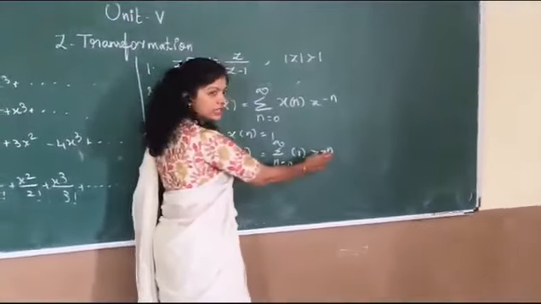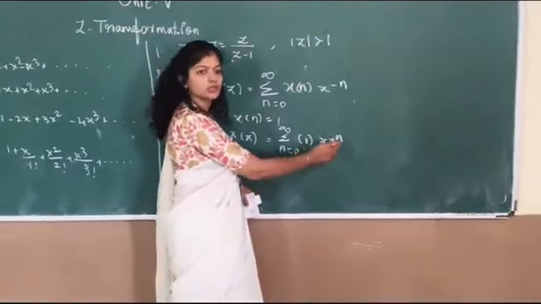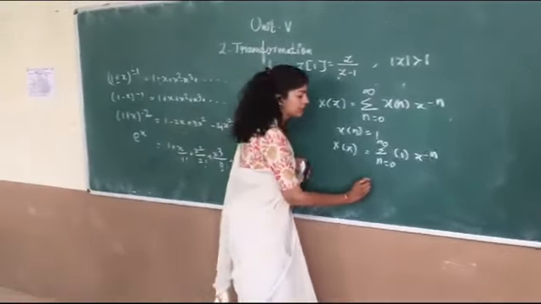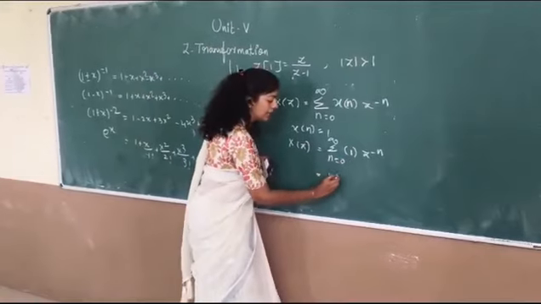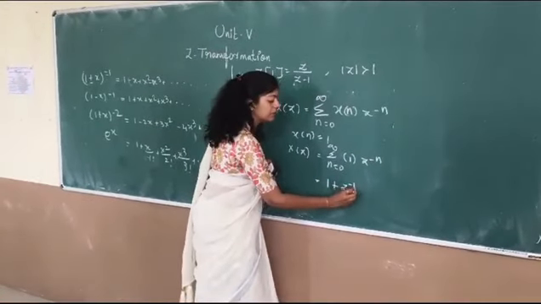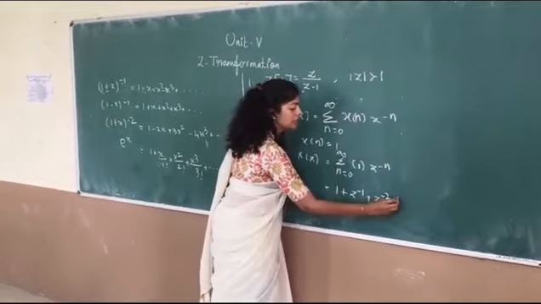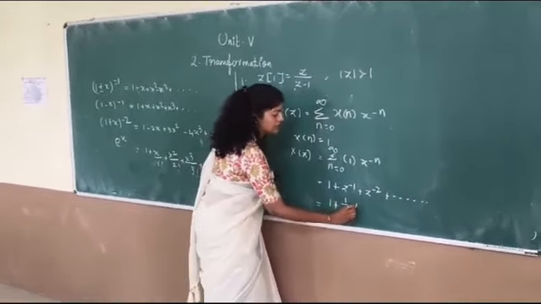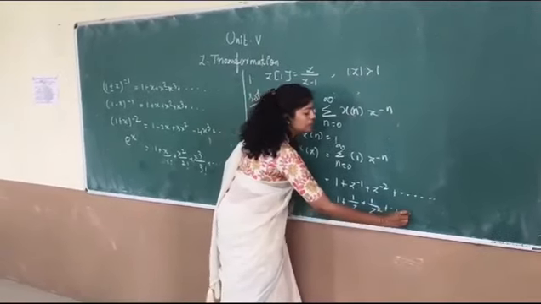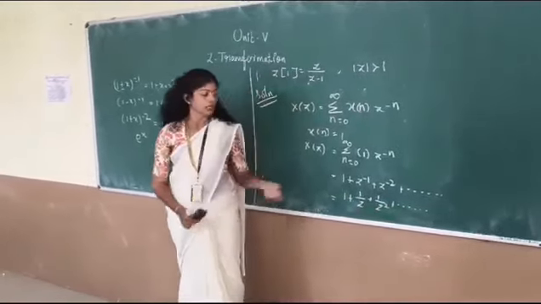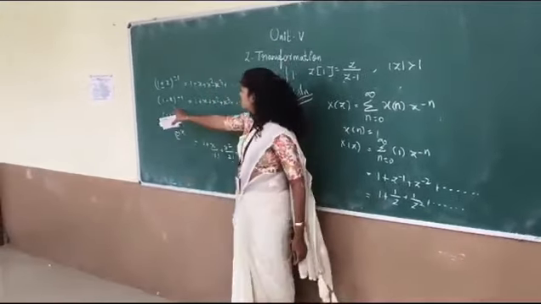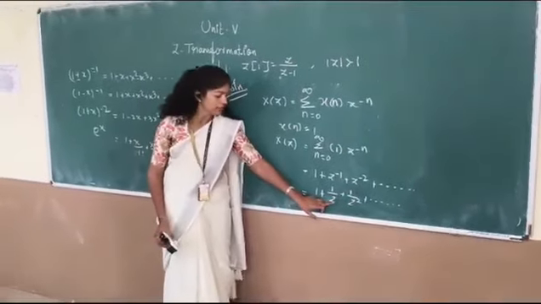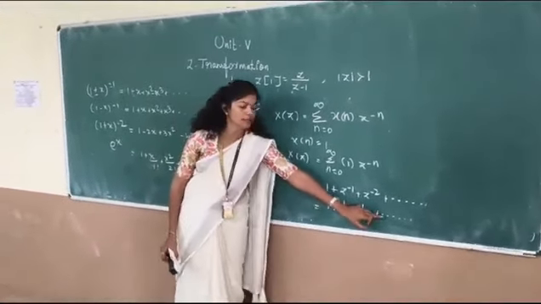Now we expand from 0 to infinity. Wherever we have n, we give 0, 1, 2, 3 and so on. Anything to the power 0 is 1, so Z power minus 0 gives 1. Then Z power minus 1, then Z power minus 2, plus etc. So we can write 1 divided by Z, 1 divided by Z square, plus etc. Here we have all positive terms: 1 plus 1 by Z plus 1 by Z square plus etc.